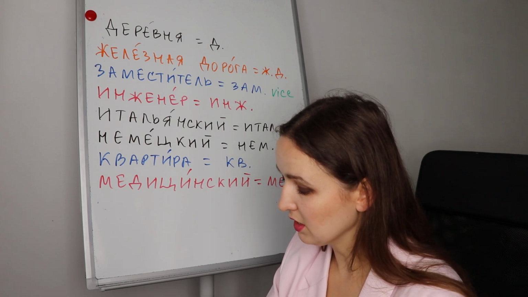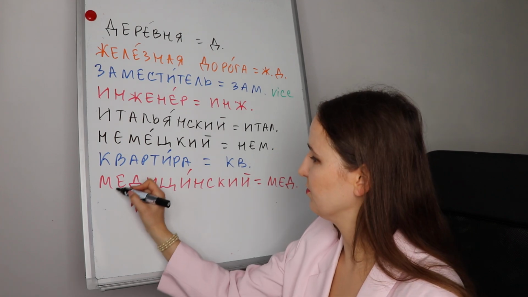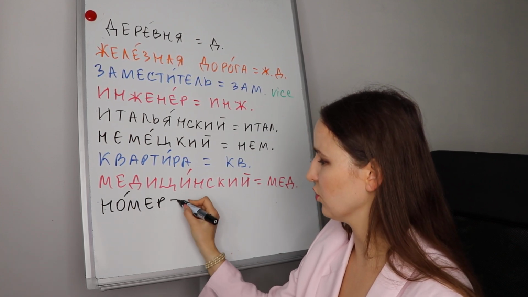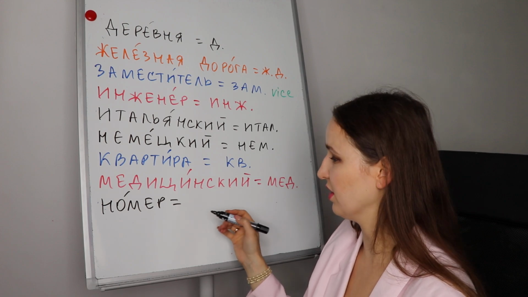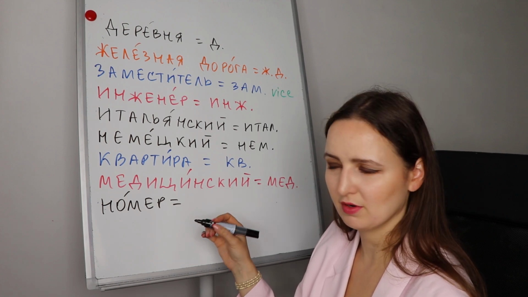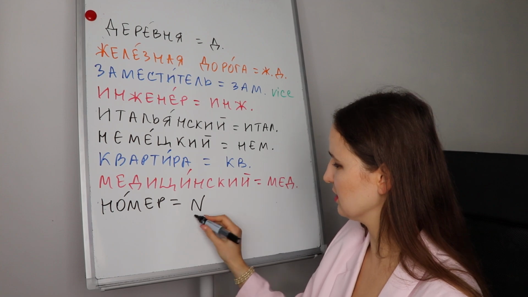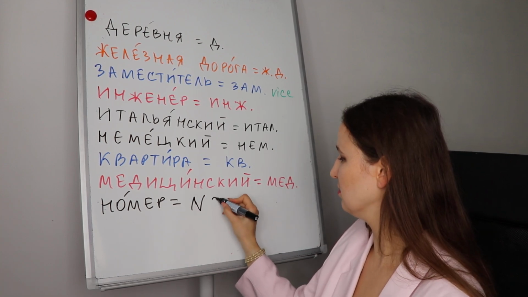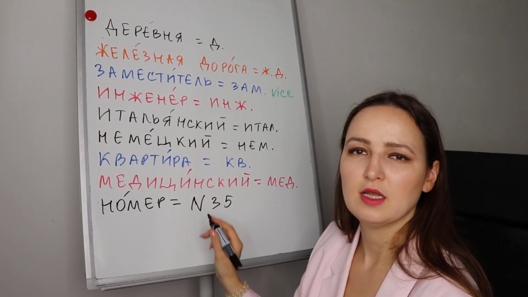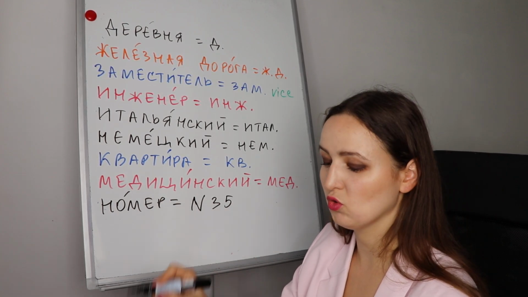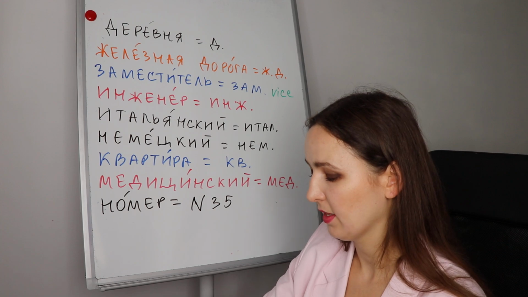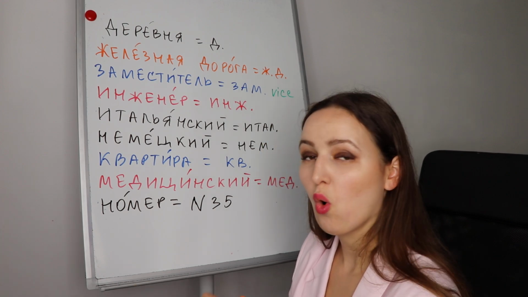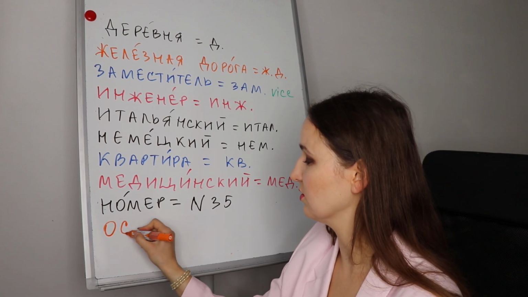Следующее слово is номер. Номер. I don't know if in your country you abbreviate номер, number, like that, but in Russian it is like that. N, capital N, номер, and number. Okay, like this. Номер and the number. Номер is number in Russian.